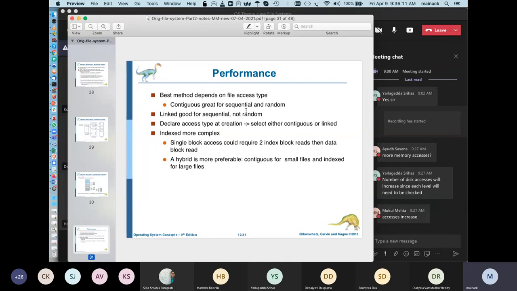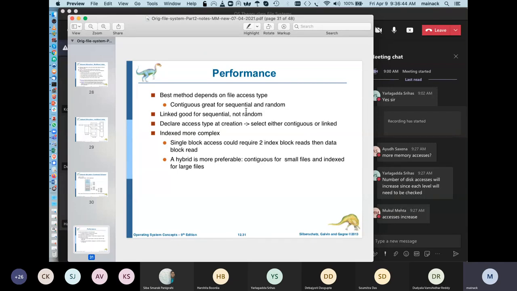However, for direct access, if you want to do random access in linked allocation, it becomes a problem. Because an access to the ith block might require i disk reads, basically reading each and every block in the link. This problem indicates why linked allocation should not be used for an application which might require direct access.